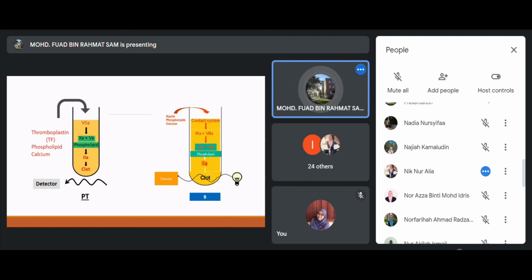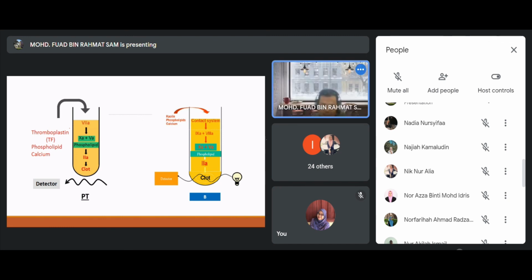Okey, tak apa. Dia betul PT dah. The PT time tu betul. One of the thing yang you guys need to consider ialah dalam PT, measuring the PT kita tambah TF, thromboplastin. TF or thromboplastin is tissue factor ataupun coagulation factor number apa?